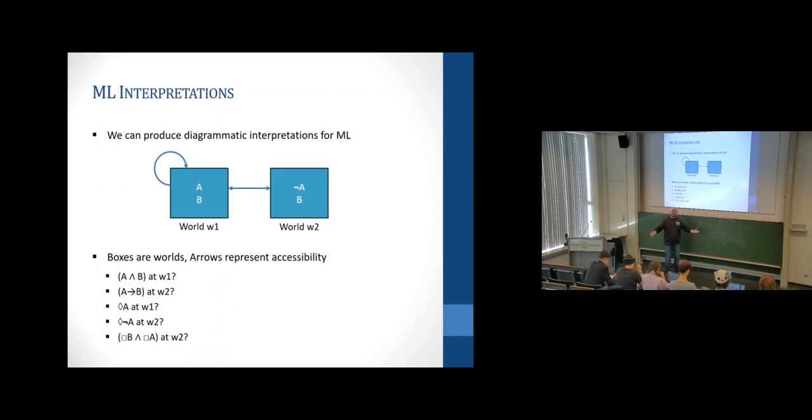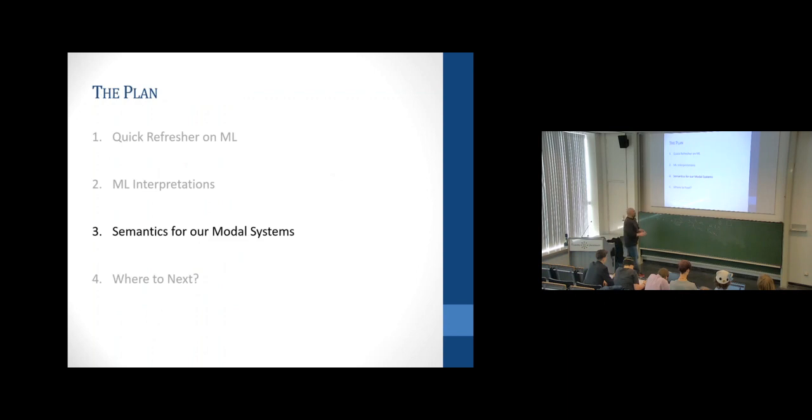K is easy. Draw whatever you want as long as there's at least one box. Once we move to T, we're going to have restrictions. There'll have to be certain kinds of arrows. And S4 and S5 build in additional arrows as well. So, okay, that's basically got to where I really wanted to get so far.